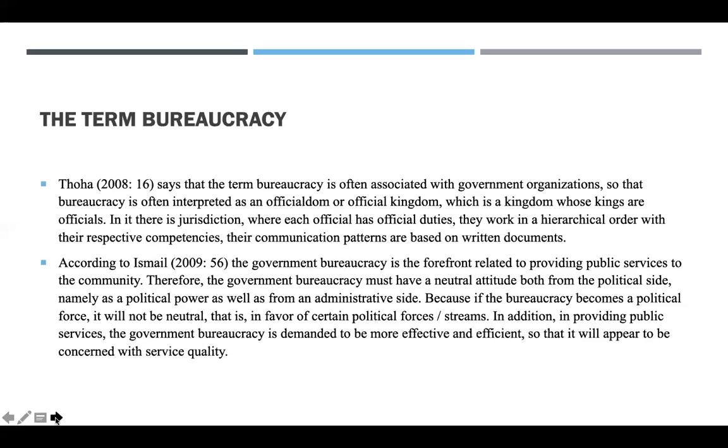actually, until today, we just agree that bureaucracy is only for the administrative side, not the political side, because if the bureaucracy becomes a political force, it will not be neutral; it will be in favor of a certain political force. In addition, in providing public service, the government bureaucracy is demanded to be more effective and efficient, so that it will appear concerned with service quality.